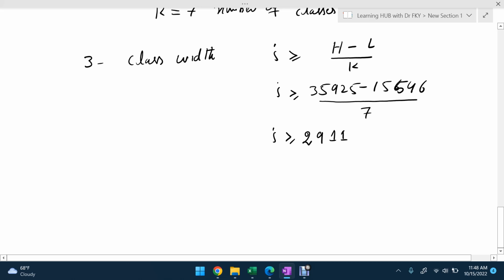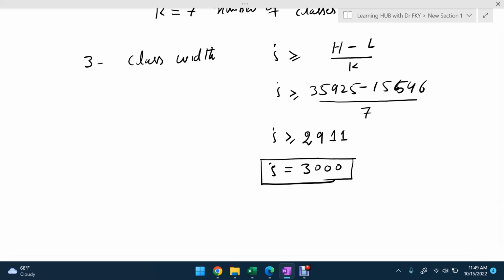So this means that you can write, because the class width should be greater than this value, so you can say this interval is equal to 3,000. So now you have the lower value, the highest value, you have k, you have I.